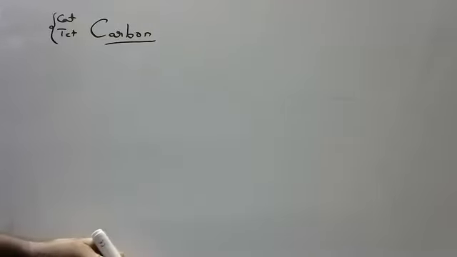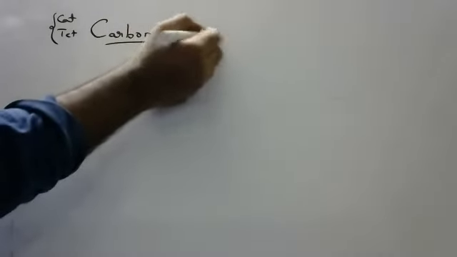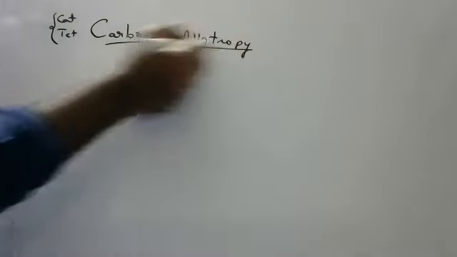So children, coming to organic chemistry, yesterday we completed catenation and tetravalency, and we were discussing why it is called organic chemistry, and all those things. Now, another important property of carbon that we are going to discuss today is allotropy. What is meant by allotropy?